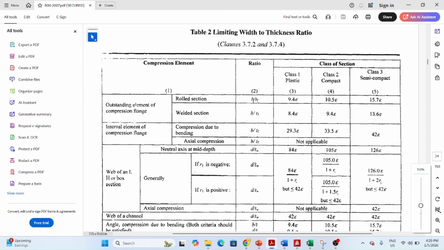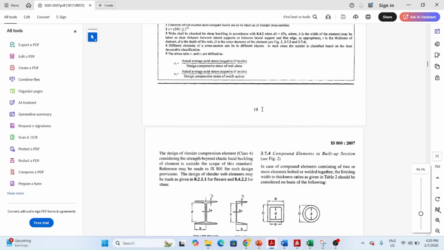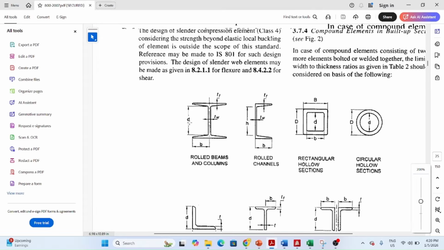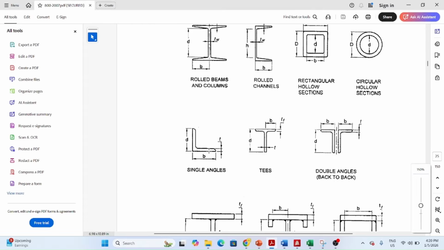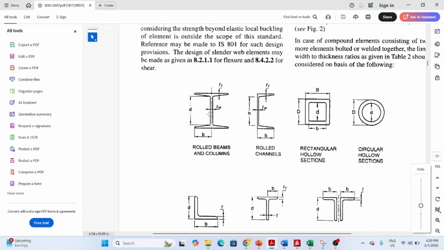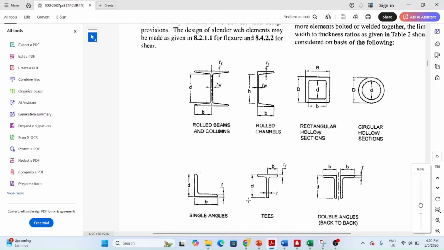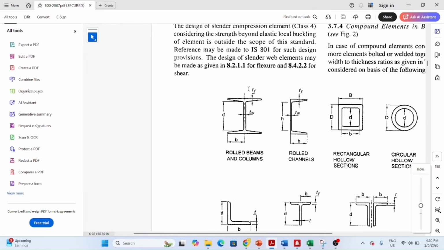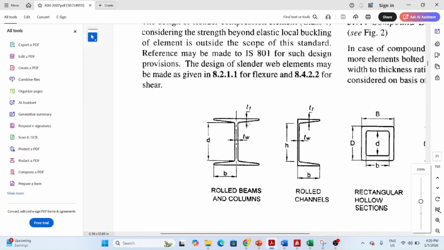What is B and what is TF? That is given over here, for different types of shapes like I section, channel section, angle section. What is the value of D? What is the value of B? Here you can see that B is nothing but half of the flange width for the case of I section. What is TF? TF is nothing but the thickness of the flange.